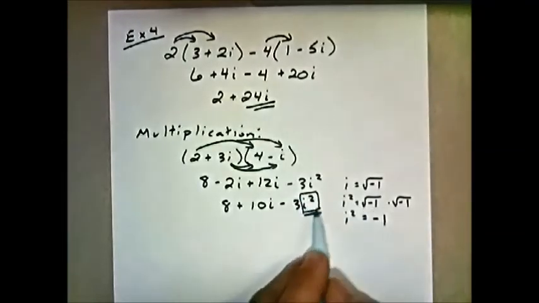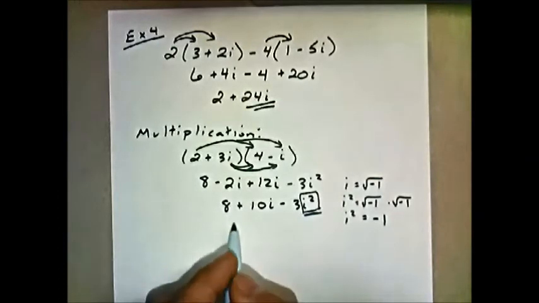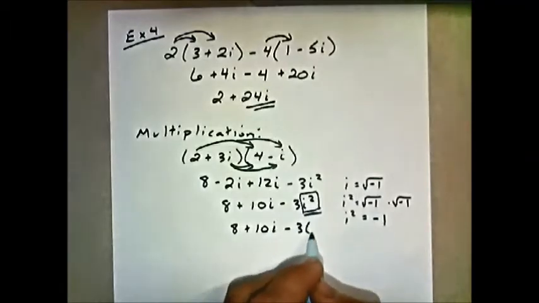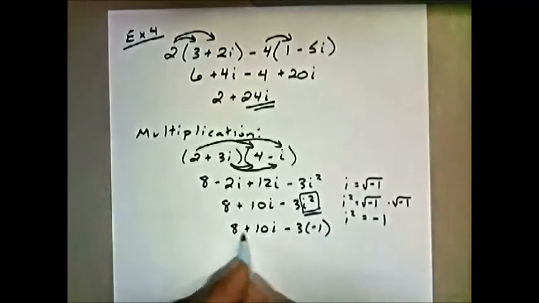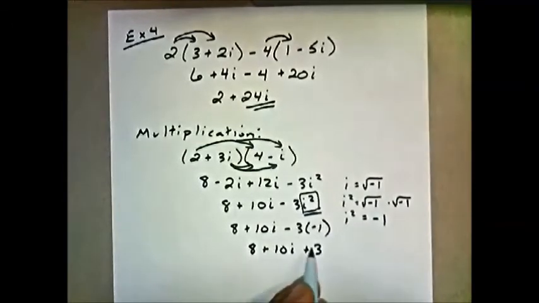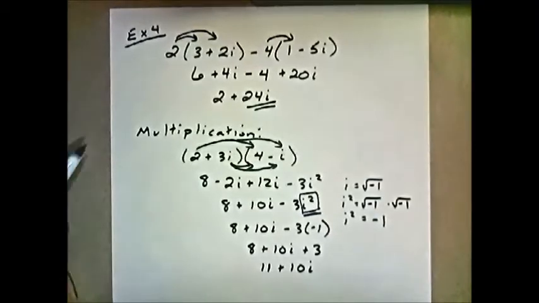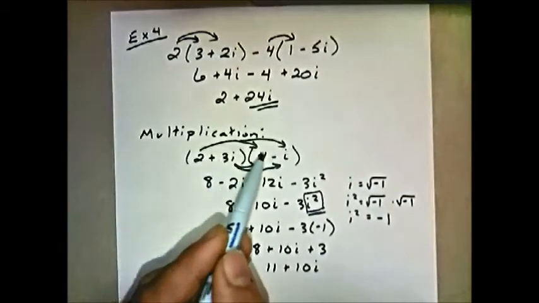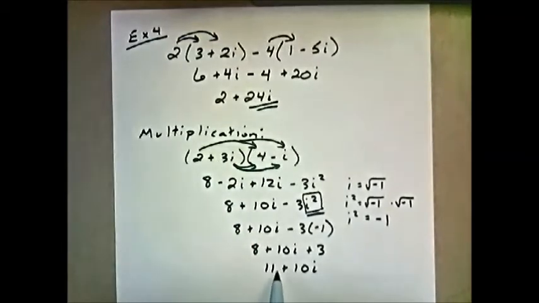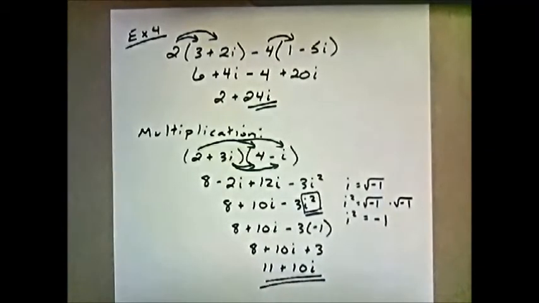With that information, we can come in here and simplify the i squared. So we have 8 plus 10i minus 3 times negative 1. Negative 3 times negative 1 can be simplified. So we have 8 plus 10i plus 3. And 8 plus 3 gives us 11. So we have 11 plus 10i. So notice we don't end up with the trinomial that we normally would when we distribute two binomials. We end up actually with another binomial. And this is our final answer.